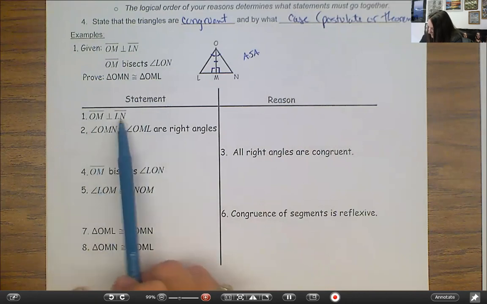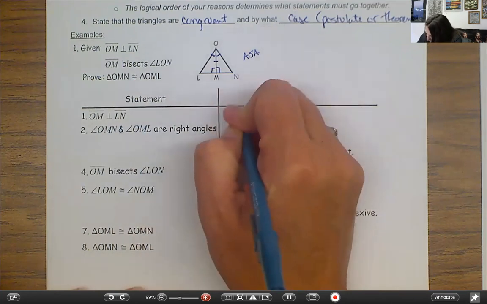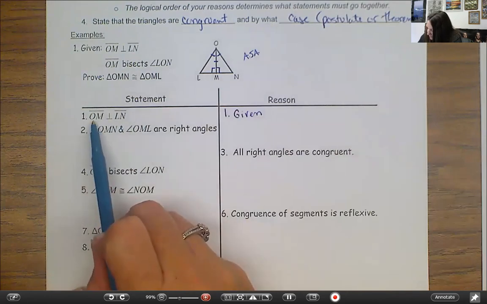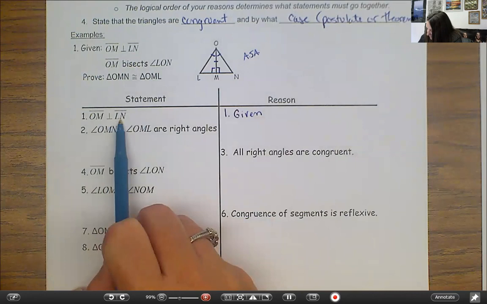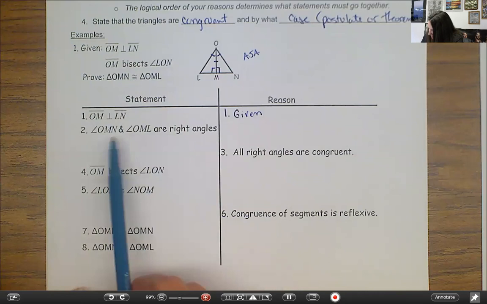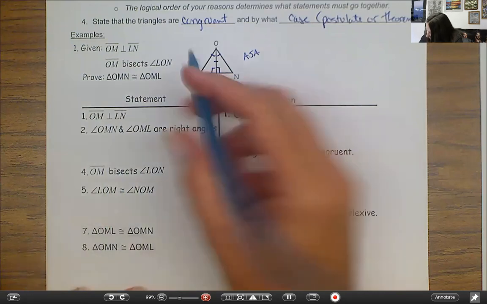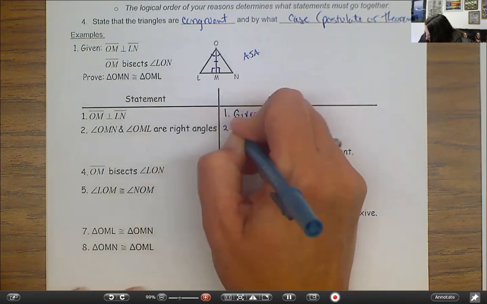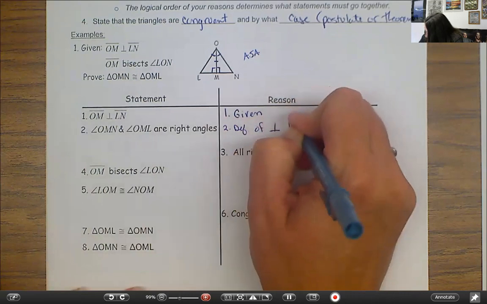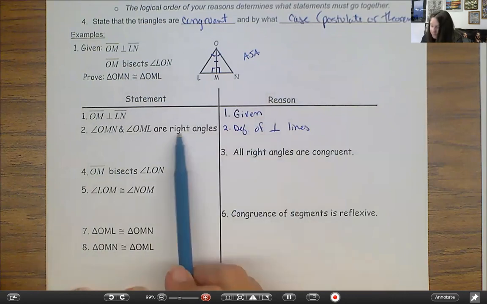Well, the first piece of information or the first step of the proof is always going to be our given information. And here the first given piece was that OM is perpendicular to LN. Now, if they're perpendicular, they're going to form right angles in this location. I know those are right angles because that is the definition of perpendicular lines. If your lines are perpendicular, they're going to form right angles.